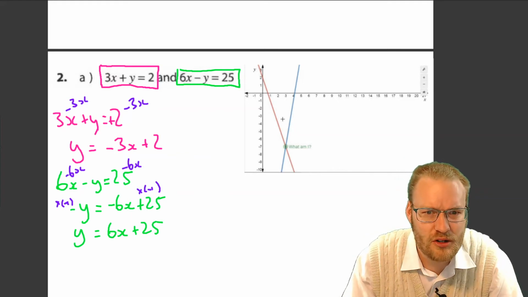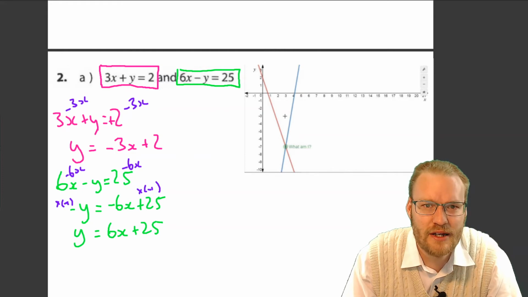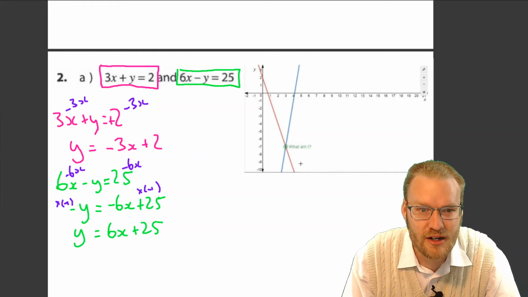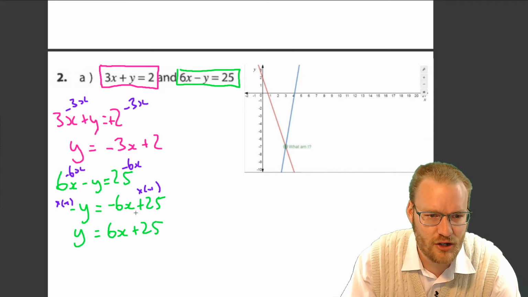We could also do a whole lot more. We're not at this stage, but I could ask you what the x-intercepts are, what the y-intercepts are, what's the gradient of each function. Are they perpendicular? Are they parallel? There's just so much we can do now in standard form. So this green graph has a positive gradient because of the positive 6.